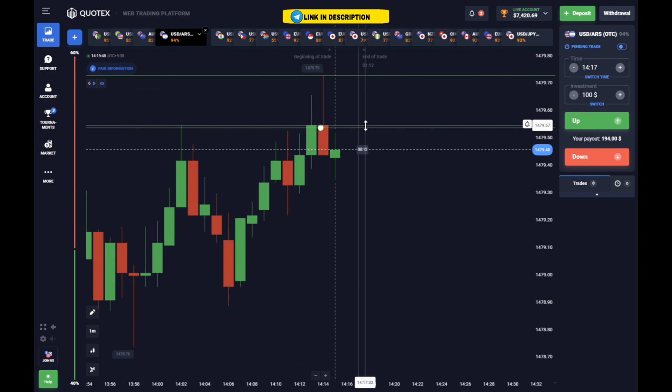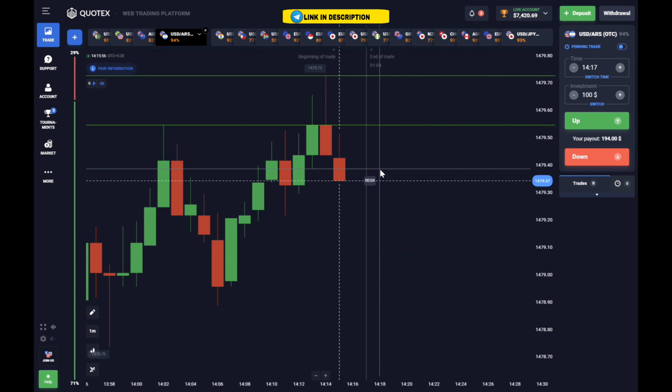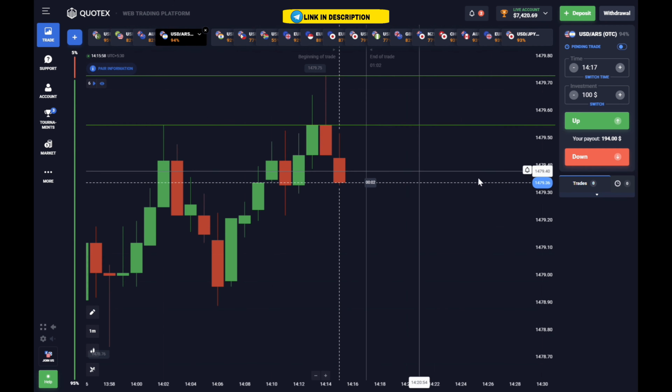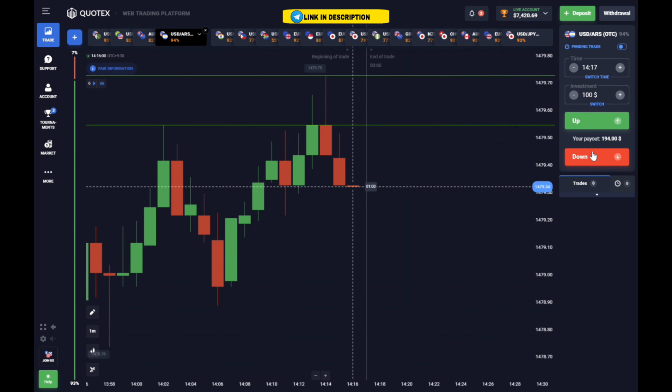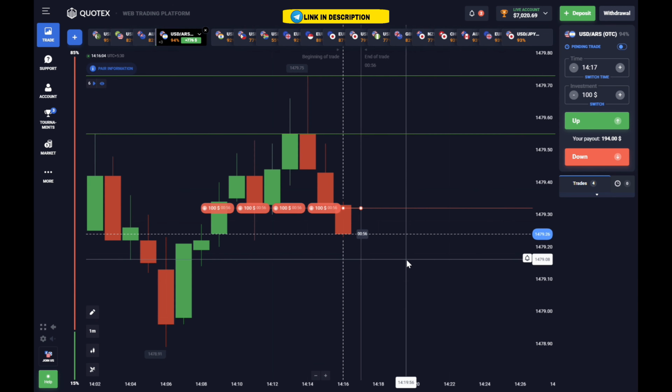So, here I have created a zone based on the long wick, so it's quite a good seller's zone and quite large as well. So I feel that the market movement here could remain downward. That's why I will place a trade in the downward direction here. I have placed a fourth trade here, $100 in the downward direction, and I feel that this market will at least go down to its support level.